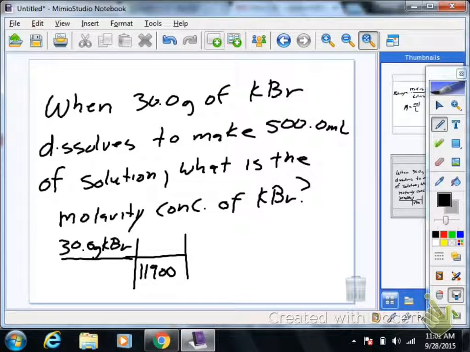So there's 119.0 grams of KBr in 1 mole. Is that 30 or 36 grams of potassium chloride? Okay. 30. So we're at moles. Now we just need to keep going.